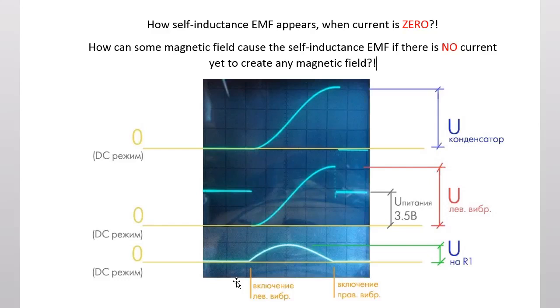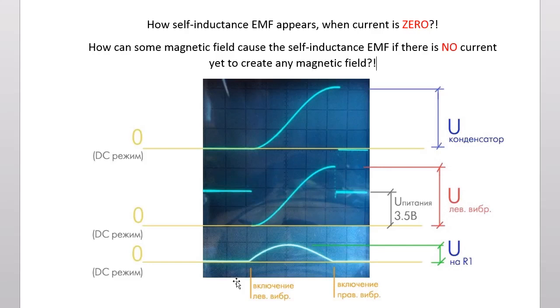It's told in textbooks and in many videos and Wikipedia that self-inductance EMF appears in a conductor as a force opposing the change of current in it.